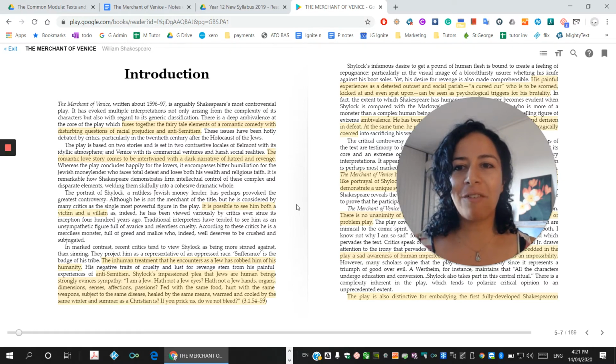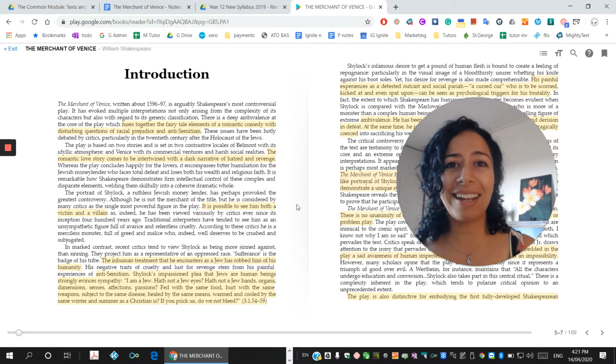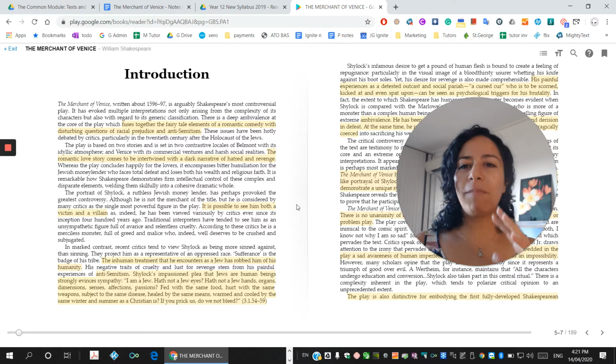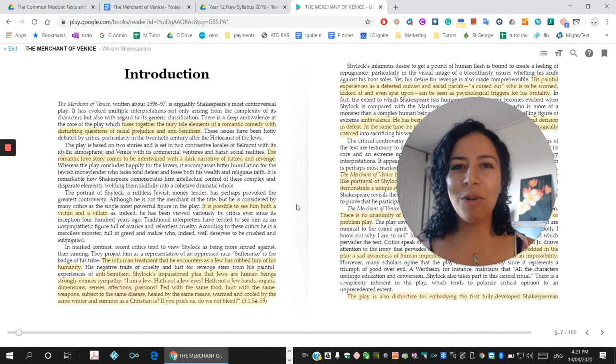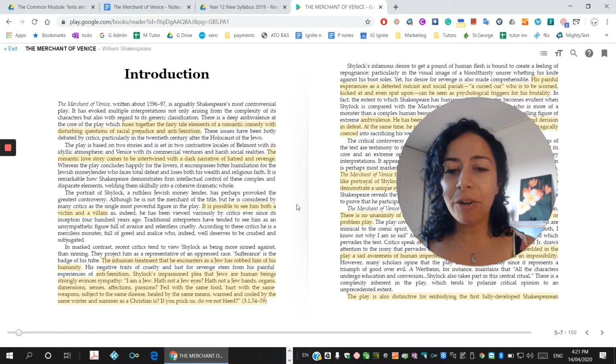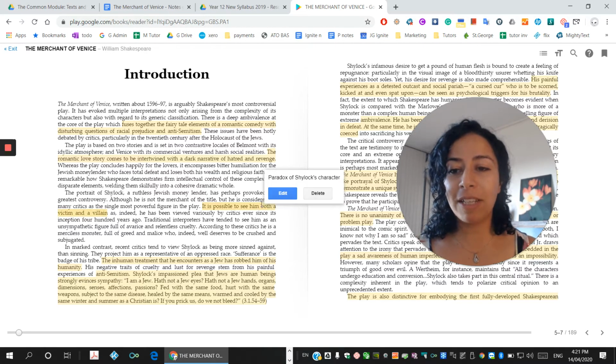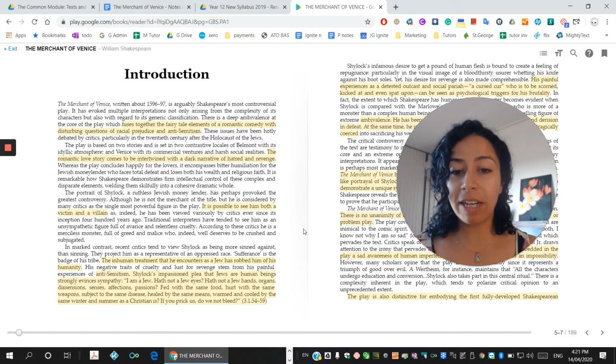He's motivated by revenge and his actions potentially start becoming quite violent, but then how did he get to be that way? So again, we get this much more multi-dimensional, multi-layered view of the human condition. And so if you come back here, it's possible to see him as both a victim and a villain, as indeed he has been viewed variously by critics ever since its inception 400 years ago.